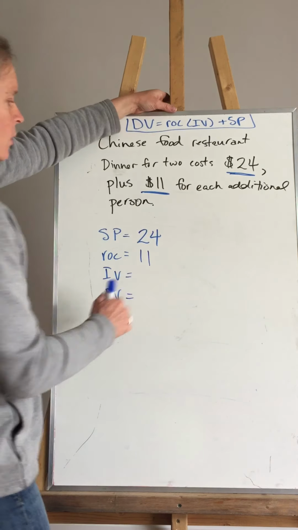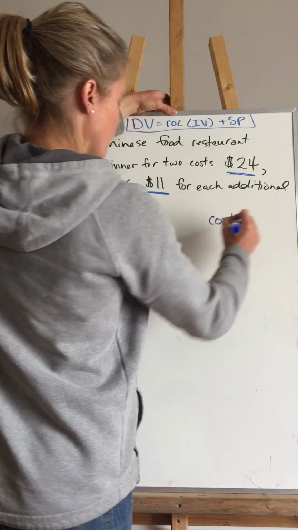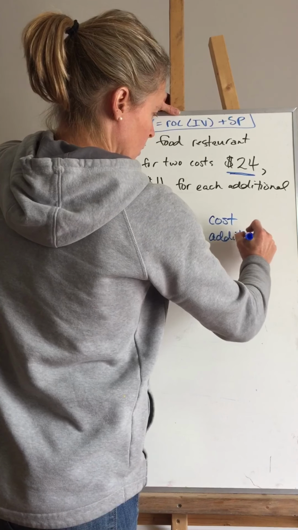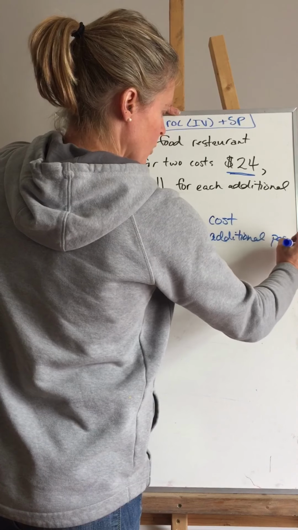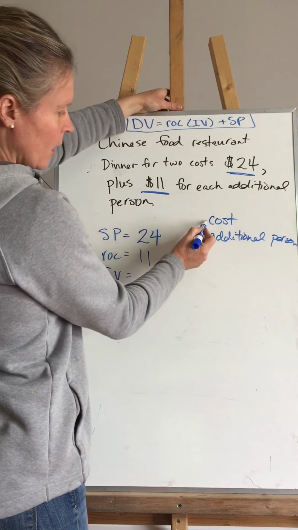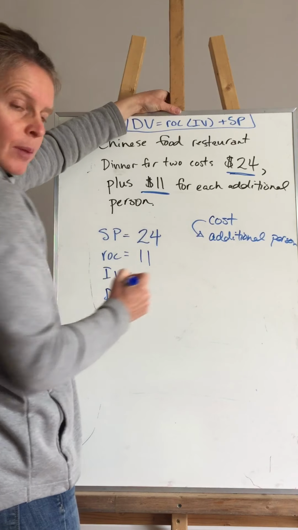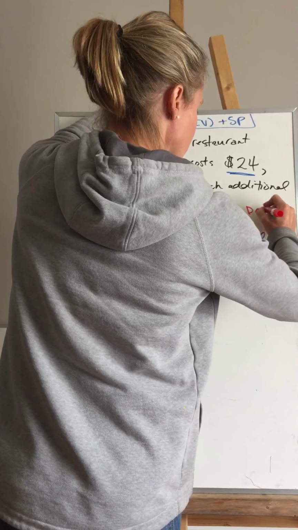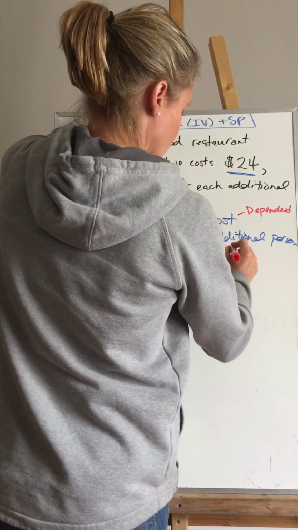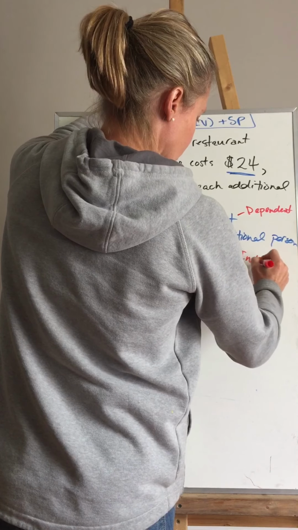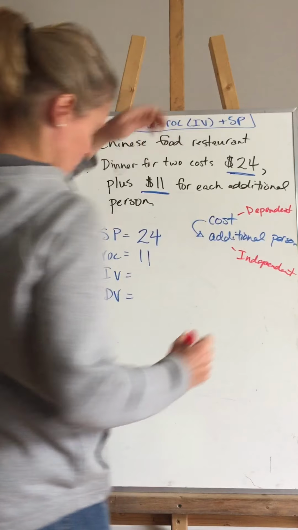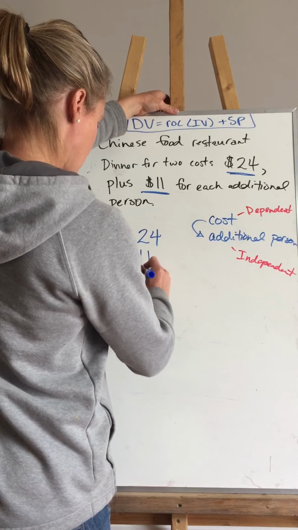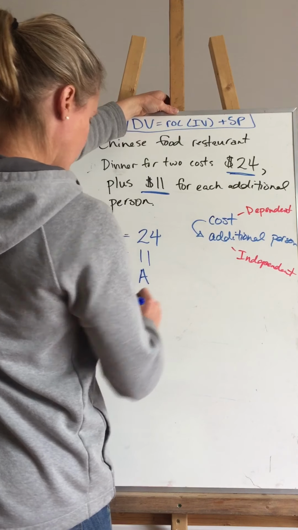So what are my two variables? Well, you know the two variables. One is going to be cost, and the other is additional person. Those are my two variables. Now the cost depends on how many people come in, right? So because of that, the cost is going to be the dependent variable, and the additional person is going to be the independent variable. So down here, I'm going to use A for additional person and C for cost.